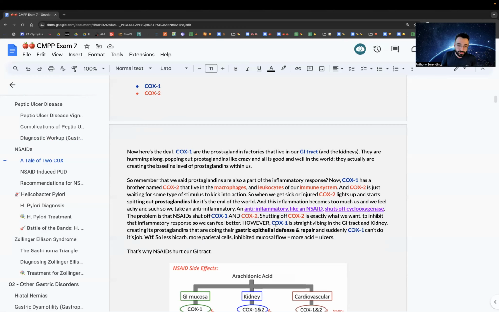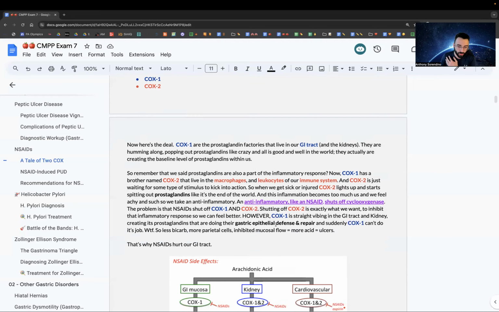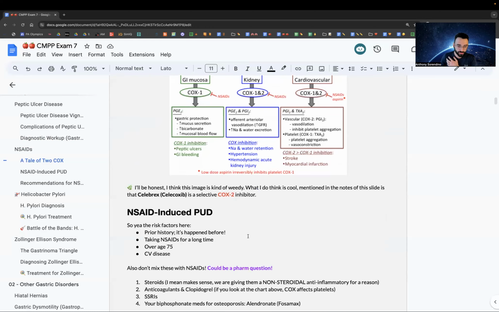The problem is that COX-1 is just chilling in our GI tract, protecting us from acid, and all of a sudden it can't create its prostaglandins. So the problem with NSAIDs is that it shuts off both COX-1 and COX-2, okay? That is why NSAIDs hurt our GI tract. Hopefully that makes sense.